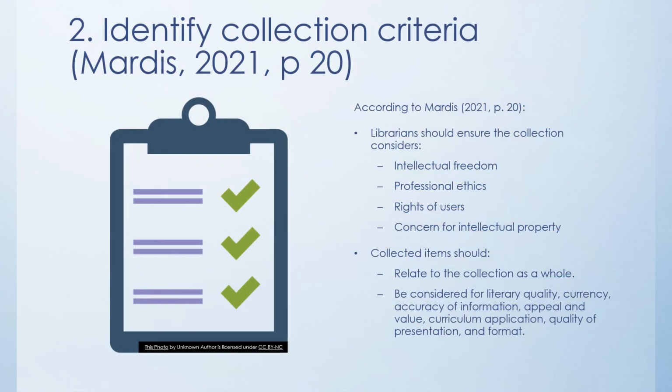Second, a collection development policy should identify collection criteria. According to Martis, librarians should ensure the collection considers intellectual freedom, professional ethics, rights of users, and concern for intellectual property. In addition, collected items should relate to the collection as a whole and be considered for literary quality, currency, accuracy of information, appeal and value, curriculum application, quality of presentation, and format.